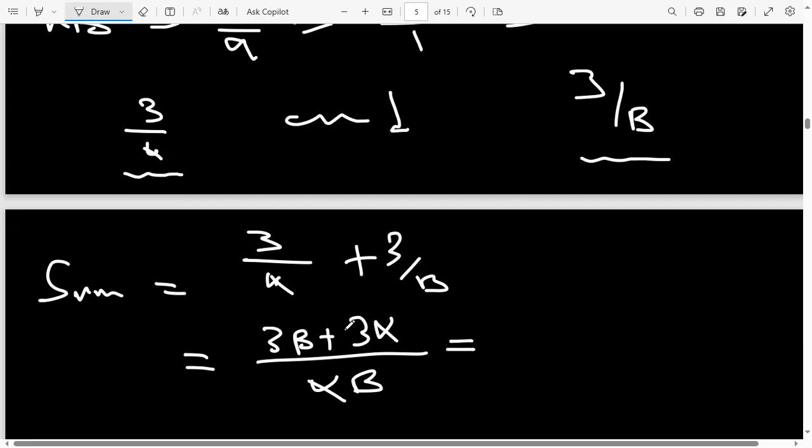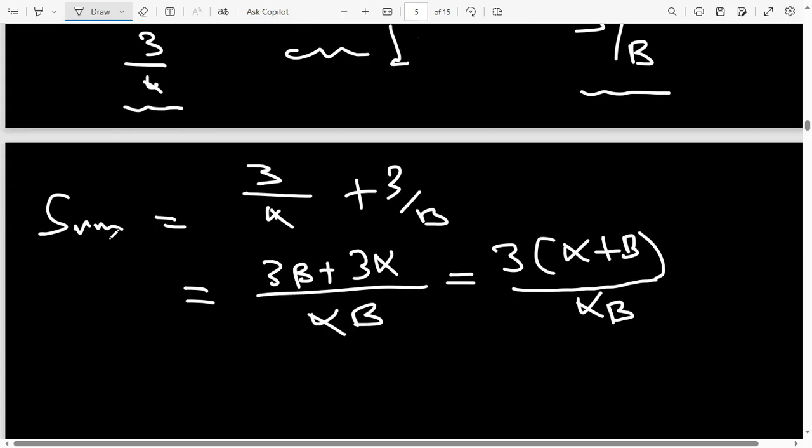Okay, we can factorize the 3. So we have 3, and then in the brackets we have alpha plus beta, divided by what? Alpha multiplied by what? Beta. Okay, so this is what we have. So you can see that from the sum, we can come up with the expression for alpha plus beta and alpha multiplied by what? Beta. And we know the values of alpha plus beta and alpha multiplied by beta.